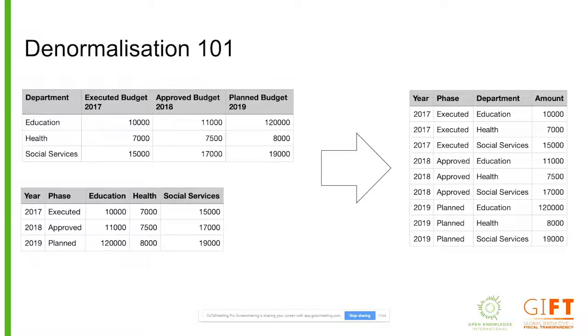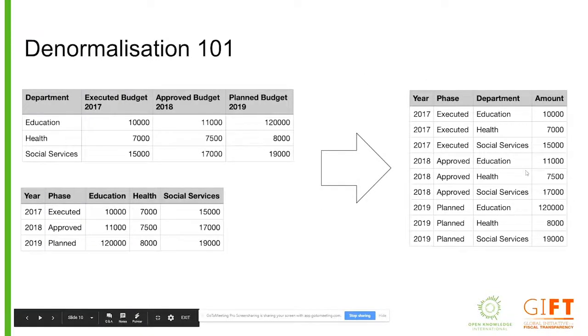So denormalization, just to explain very briefly what it means for those unfamiliar with it, you could have two different files that refer to different parts of the budget. So for example, you have three departments in this example with an executed budget for 2017, an approved budget for 2018, and a planned budget for 2019. And then you have the data in a similar but different type of format where the columns are actually referring to the different departments rather than having them as a separate row. You can combine these by denormalizing them into one data set. And that's part of what the fiscal data package can help you do.